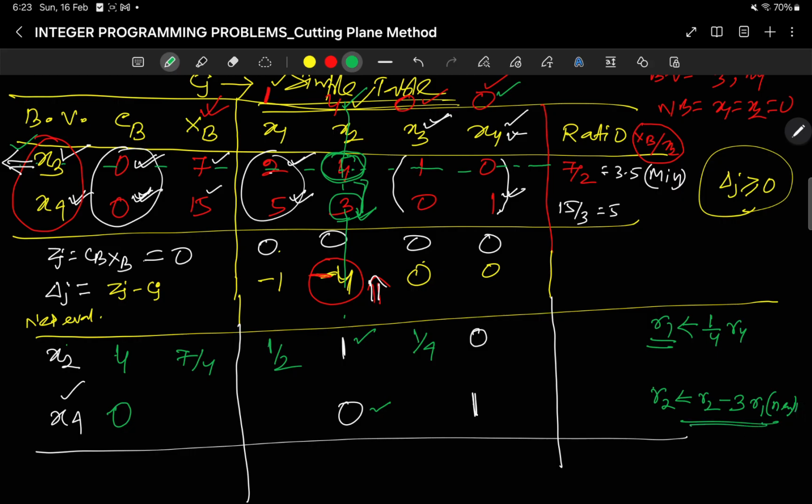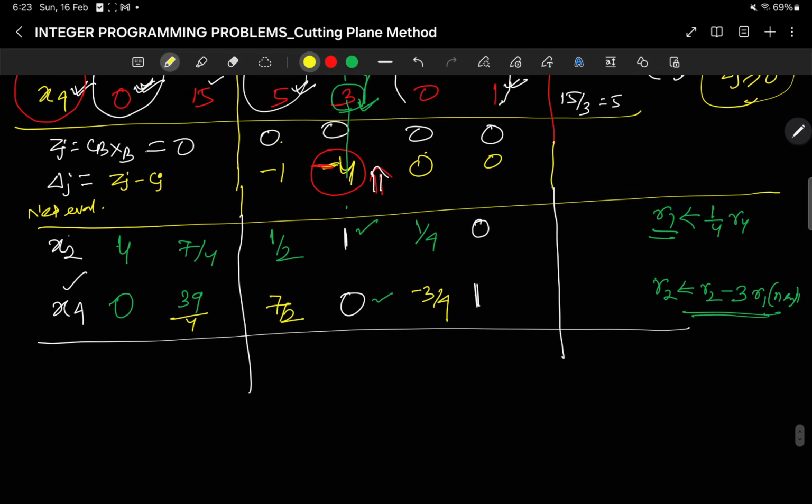This calculation gives me 39 by 4, and 7 by 2, 0, and actually minus 3 by 4. Okay, so these are the calculations.